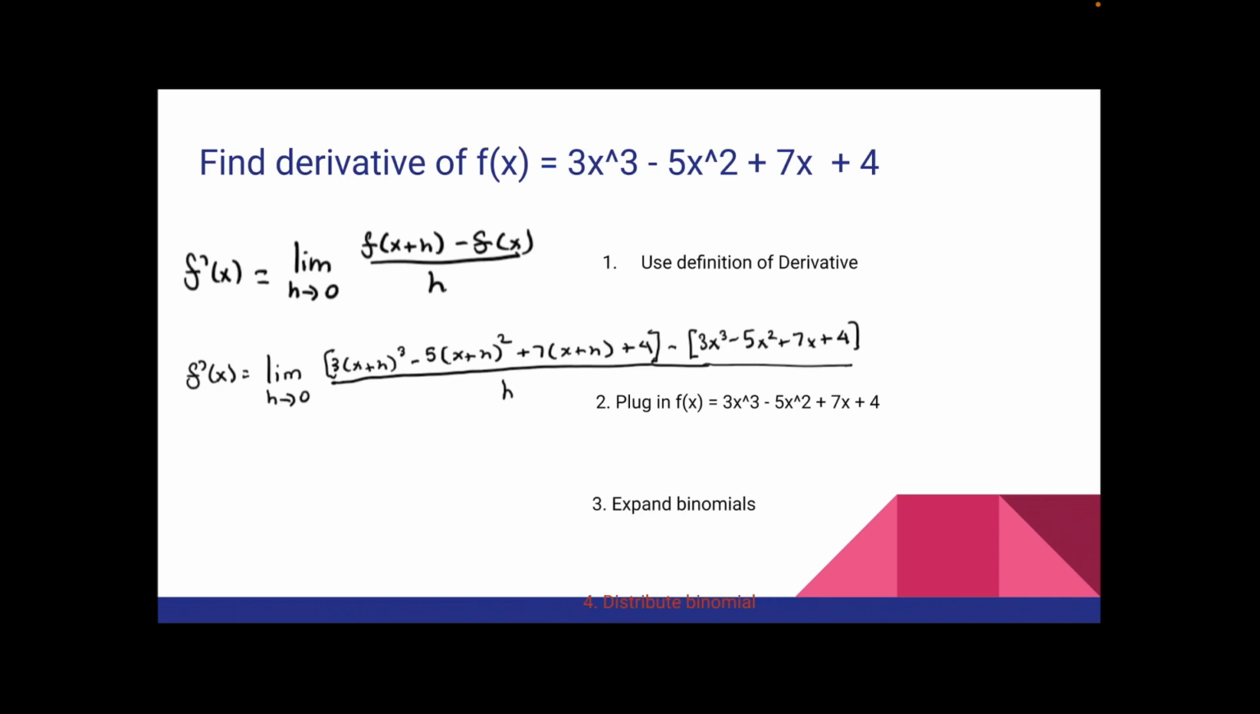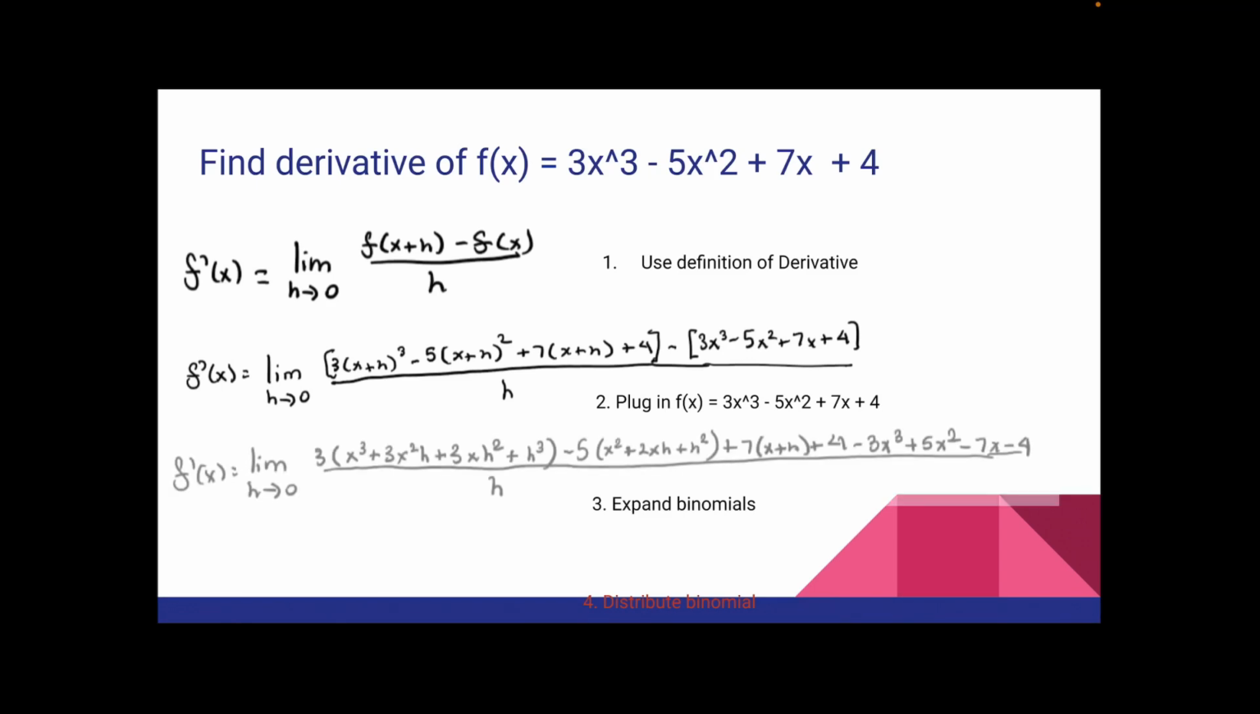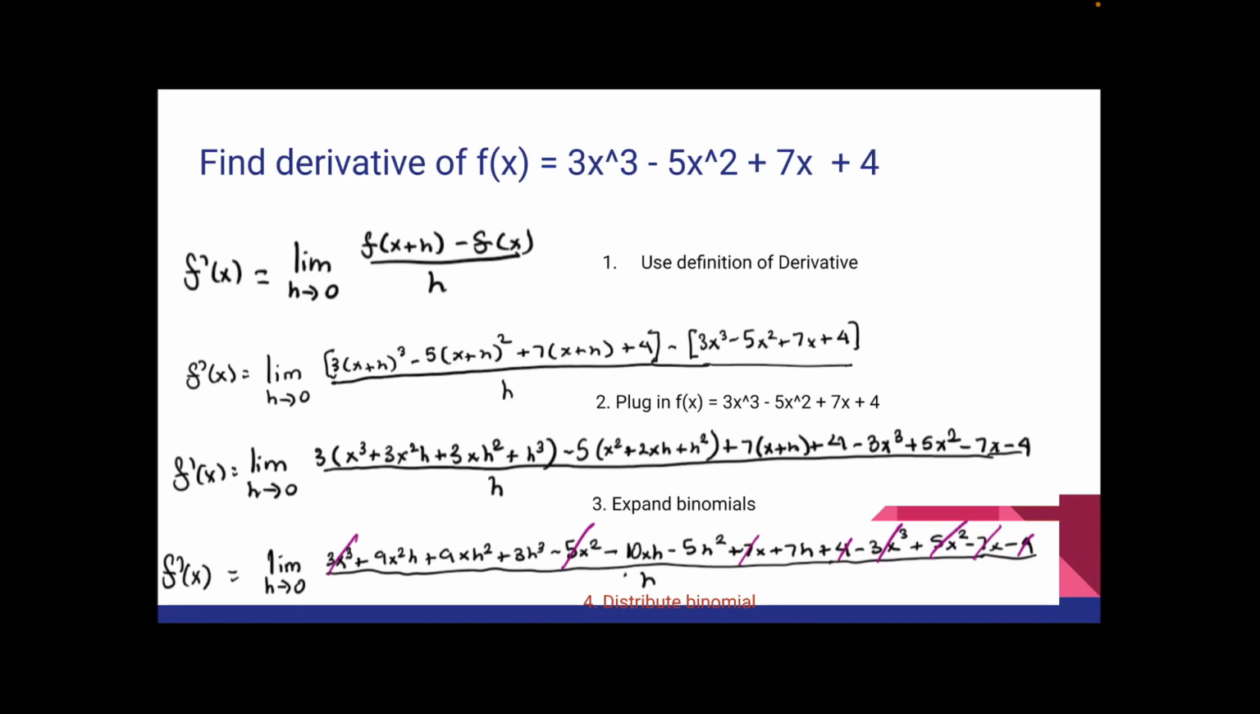Then I see that there are a lot of x plus h cubed and squared terms that are there. If we expand the binomials and distribute everything, the terms that don't contain an h might cancel out. So as you can see, we're expanding everything. x plus h cubed becomes x cubed plus 3x squared h plus 3xh squared plus h cubed. Same thing with x plus h squared and x plus h. And notice how all the terms that don't contain an h cancel out, like the 3x cubed and the negative 3x cubed, the negative 5x squared and the 5x squared, 7x, 7x, and 4 and 4.